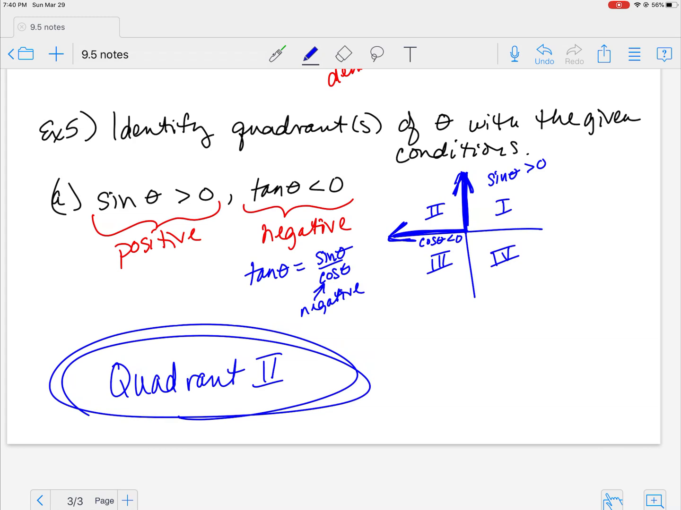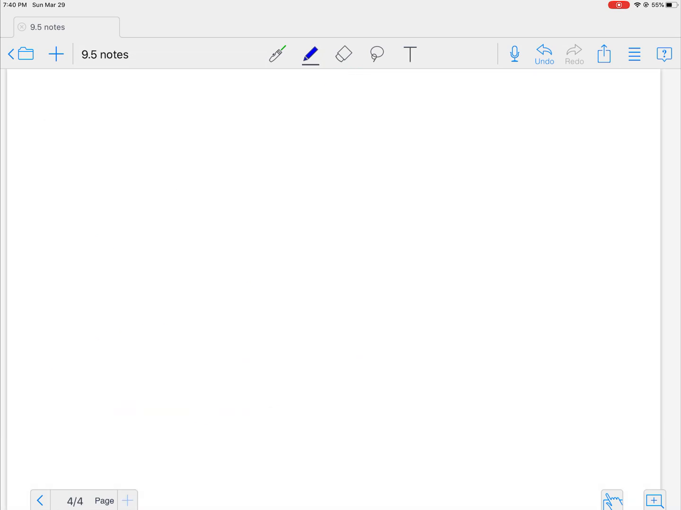Do you see that? So this basically is just an exercise in making sure you understand sine is y, cosine is x. So when are these positive and negative, and how does that work? All right, this is just a think through exercise. Okay, let's try another one.